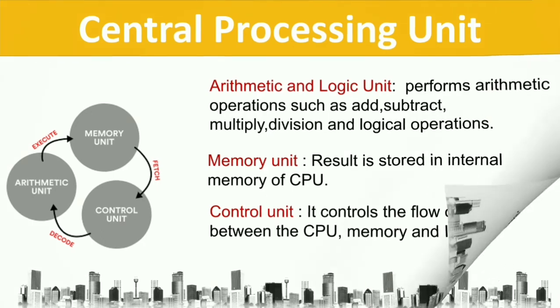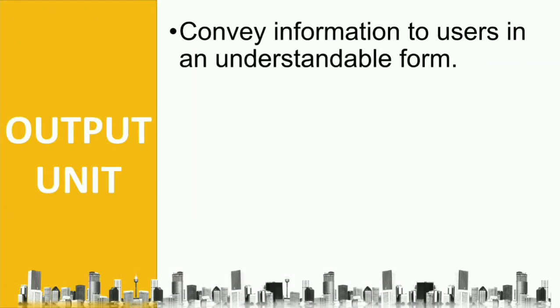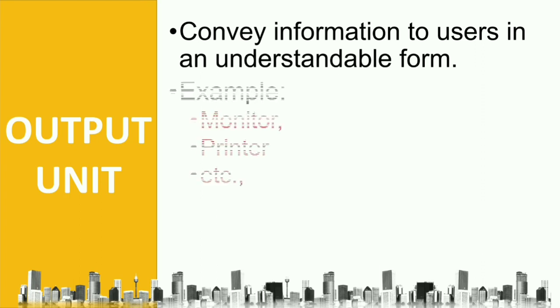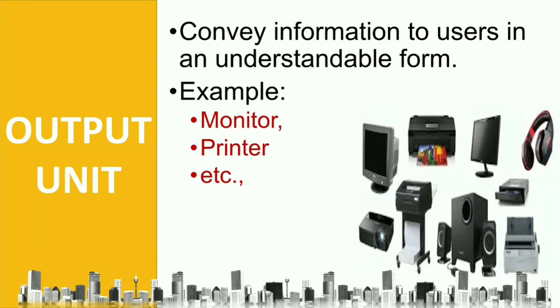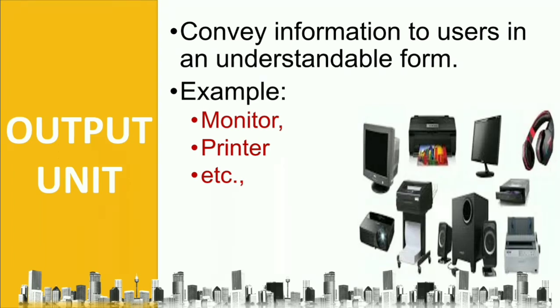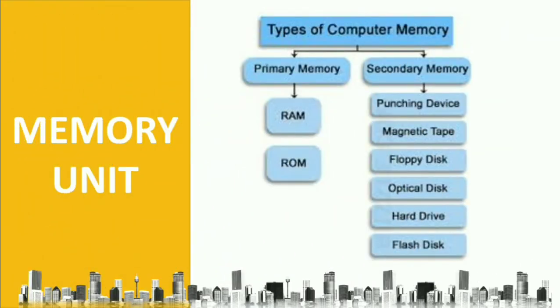And finally, the output unit. Output units are used to convey information to users in an understandable form. For example, it can be a monitor, printer, speaker, and so on. And finally, the memory unit. Yes, the memory unit is used to store the data. And here it is of two types. One is primary memory and then secondary memory.